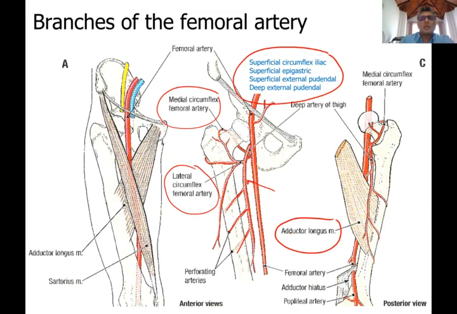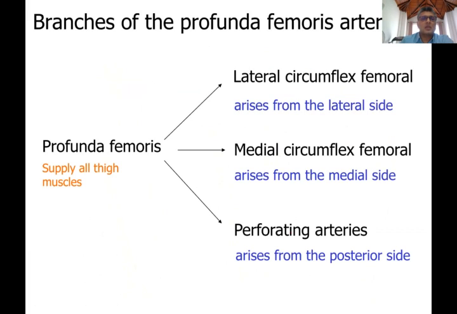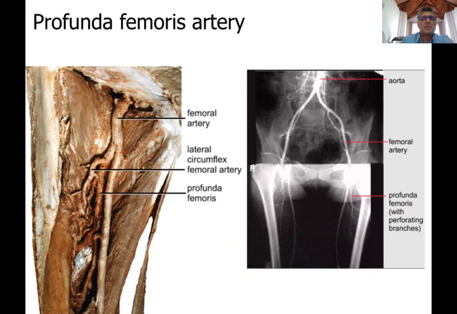Okay. Then this is a summary of the branches of the profunda femoris artery. I will not go into the details of that. I'll just skip that. Then this slide I showed you in one of the previous lectures. In an arteriogram, when a dye is injected, this is the superficial femoral artery or the main femoral artery, and this is the deep femoral or the profunda femoris artery, which lies between the femoral artery and the bone itself.